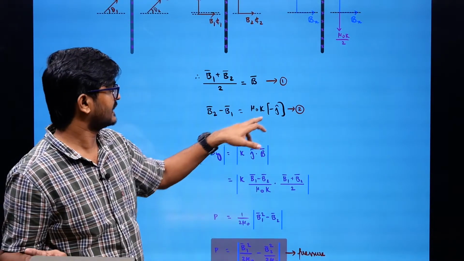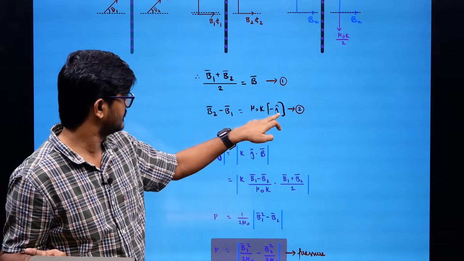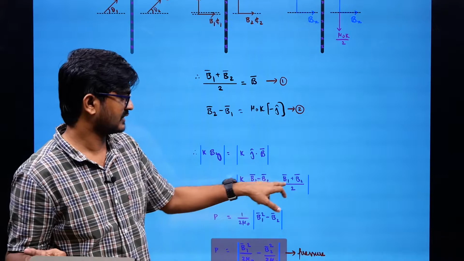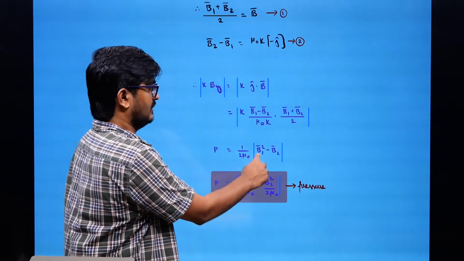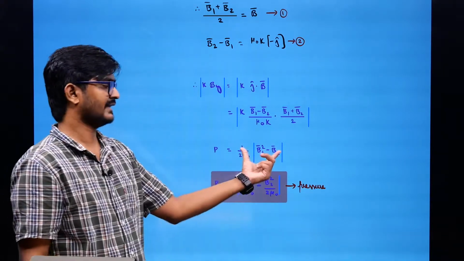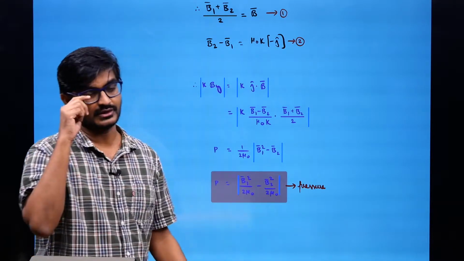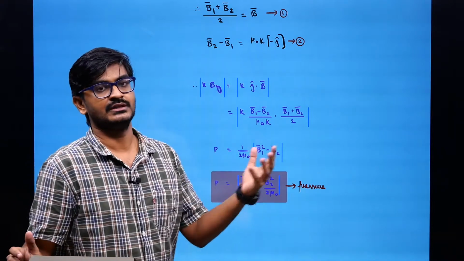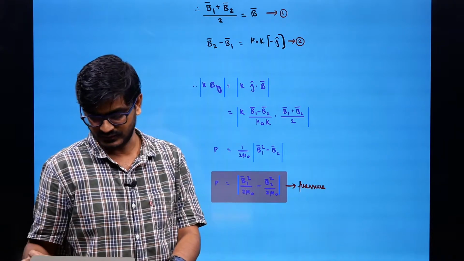So K into J cap, how can I write it? I can write it as B1 bar minus B2 bar by mu naught into K J cap, dot product with B1 bar plus B2 bar. Now when you take the dot product, it is going to be B1 square minus B2 square. So when I modify it, I get this form: B1 square by 2 mu naught minus B2 square by 2 mu naught, which you can remember easily because this is the energy stored in unit volume. In electrostatics, we got half epsilon naught E square, which is energy stored in unit volume, right?